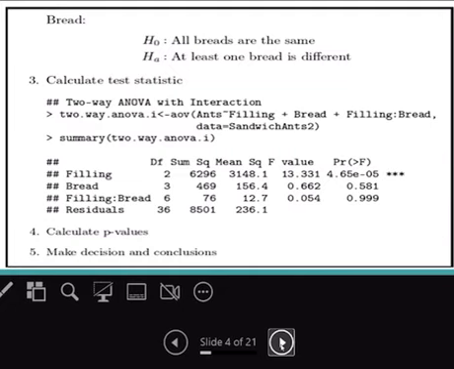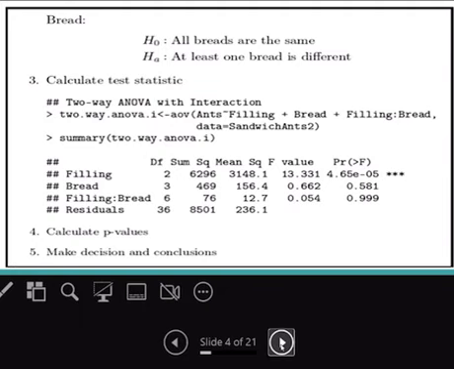Now, the p-value associated with the first factor, as you can see here, is less than 0.05. Which means the effect of the type of sandwiches on attracting ants is significant. So there's a significant difference in the type of sandwiches with regard to the rate at which they attract ants.